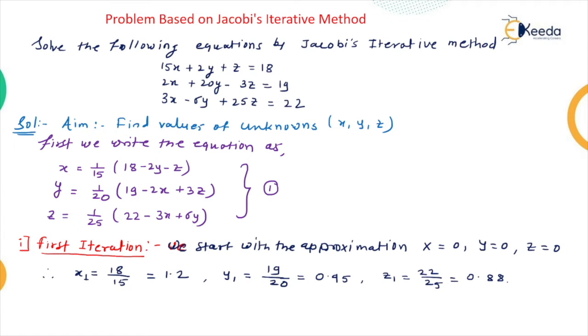After the first iteration, x1 is 1.2, y1 is 0.95, z1 is 0.88. This is the first iteration, guys. Initially you take the values of x, y, z as 0, and after iterating, x is 1.2, y is 0.95 and z is 0.88. We call these x1, y1, z1 for the first iteration. I hope you got this. Now let me start the second iteration.